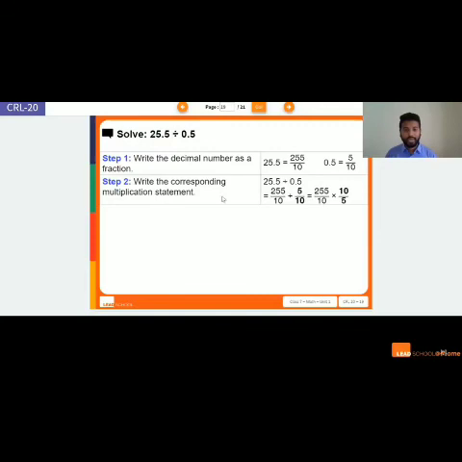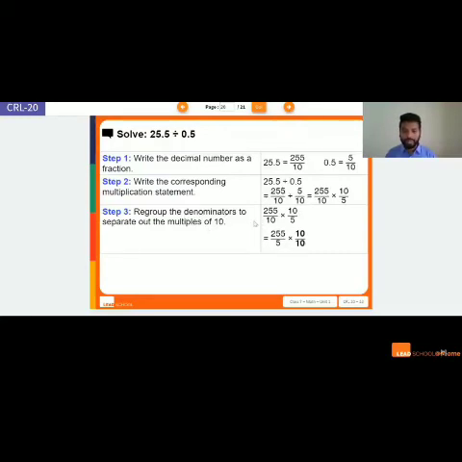Step 2. Write the corresponding multiplication statement. Alright. So 255 by 10 divided by 5 by 10. I will write the corresponding multiplication statement. I'll replace the division with my multiplication. And then I will do the reciprocal of this number, which is 10 by 5. Step 3. Regroup the denominators to separate out the multiples of 10. I am regrouping the denominators such that multiples of 10 are all set to one side of the equation.